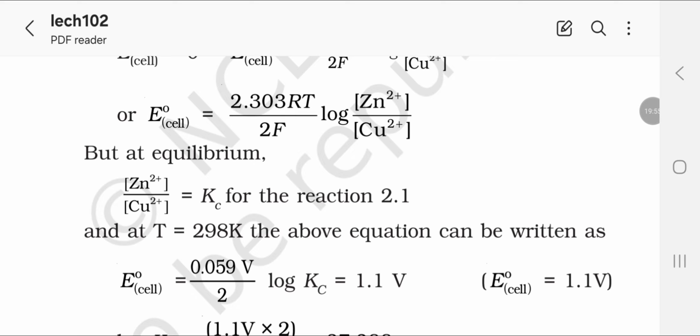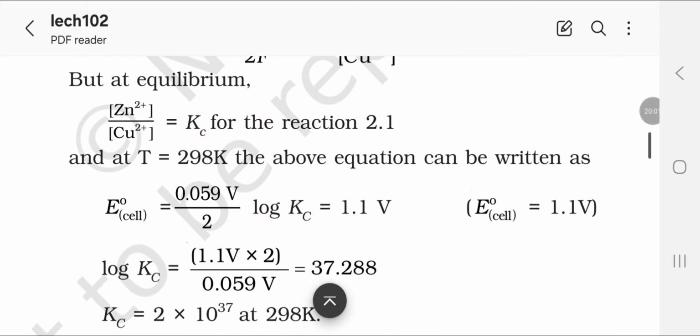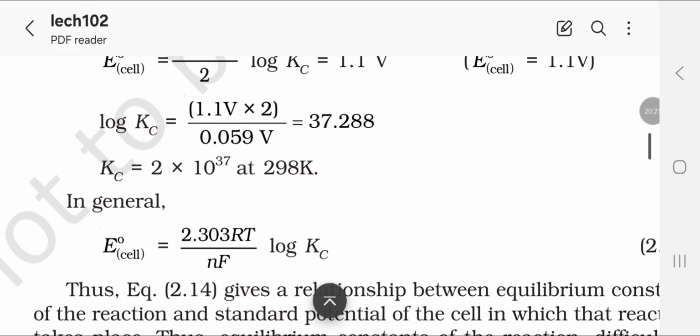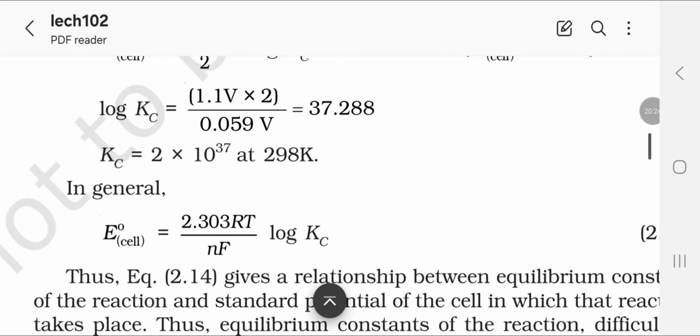But at equilibrium, Zn2+ by Cu2+ is equal to Kc, and at T equal to 298 Kelvin, the above equation can be written as E naught cell is equal to 0.059 volt by 2 into log of Kc, which is equal to 1.1 volt. Log Kc is equal to 37.288. Kc is equal to 2 into 10 to the power 37 at 298 Kelvin.